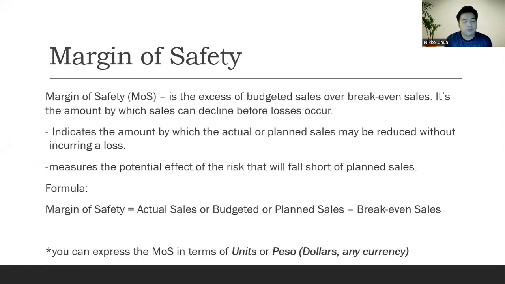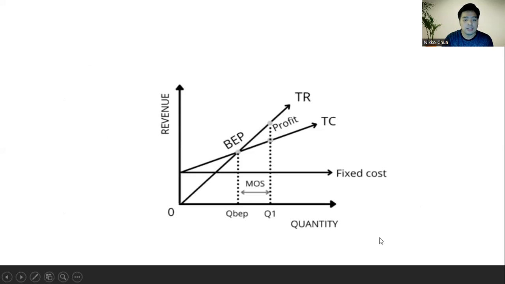So we have a formula for the margin of safety. This is the actual sales or budgeted sales minus the break-even sales. You can express the margin of safety in terms of units, pesos, dollars, or any currency. So here we can see the break-even point and here is the sales. Then here is what we call the margin of safety. This is the distance here.